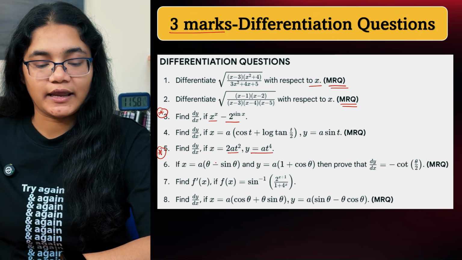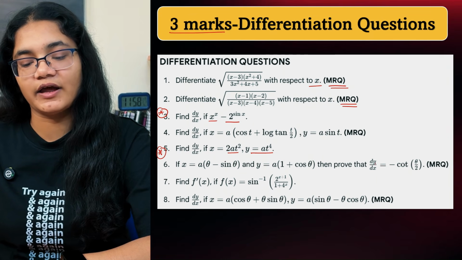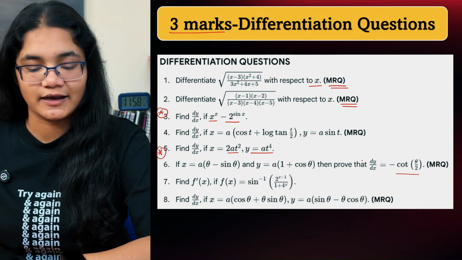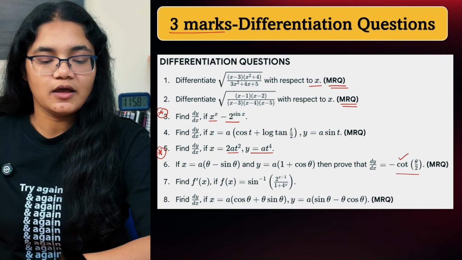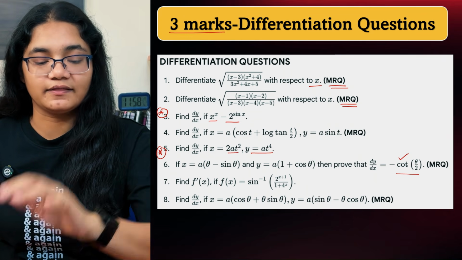Then if x is equal to a into (theta minus sine theta), y is equal to a into (1 plus cos theta), then prove that dy by dx is equal to minus cot theta by 2. Okay, so you have to solve this and get this value here. Next, find f dash x, which means you have to take the derivative of that.